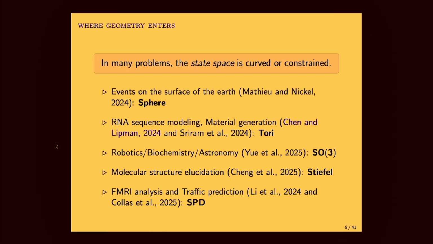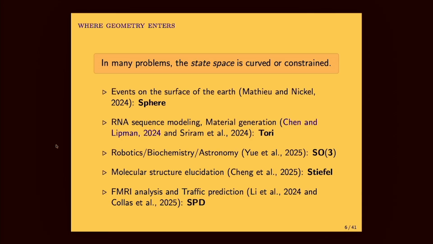And in RNA sequence modeling and material generation, some of which was also alluded to in many talks yesterday, you work on the tori, and many other applications include the Stiefel manifold, SPD manifolds, and SO3 and things like that, right? In robotics, you have SO3, for example. Some of it is compact, some of it is not compact, but Hadamard and things like that.